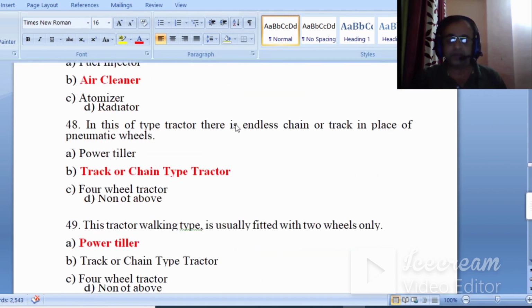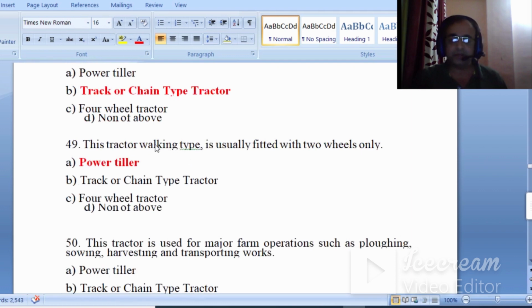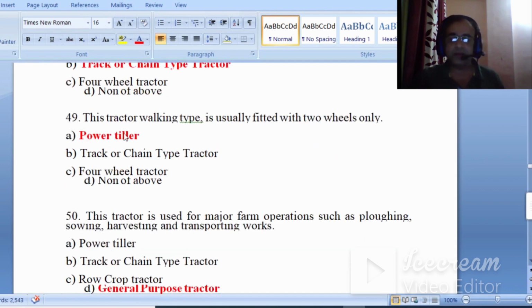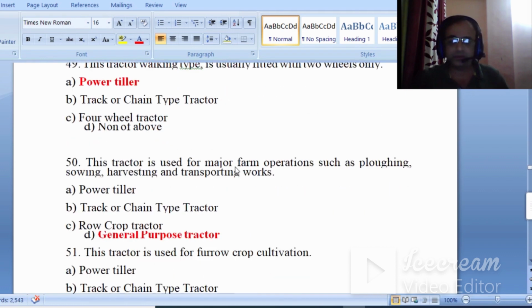Then in this type of tractor there is an endless chain or track in place of pneumatic wheels. That tractor is known as a track type tractor or chain type tractor. This tractor is a walking type of tractor and usually fitted with two wheels only, and we know that it is a power tiller. There are many other options given, but you should learn the proper options, so you should go through the books properly.